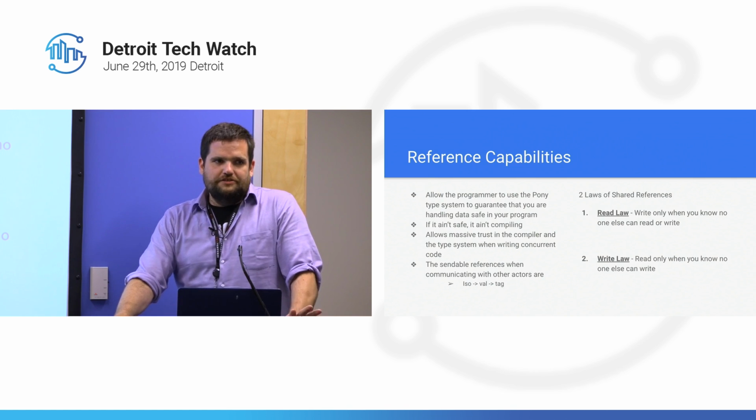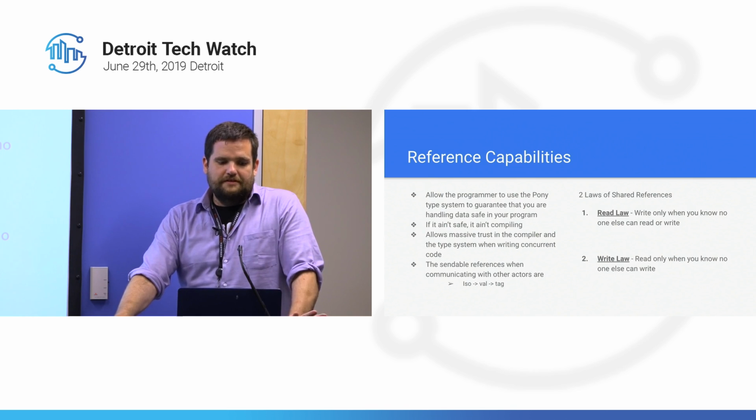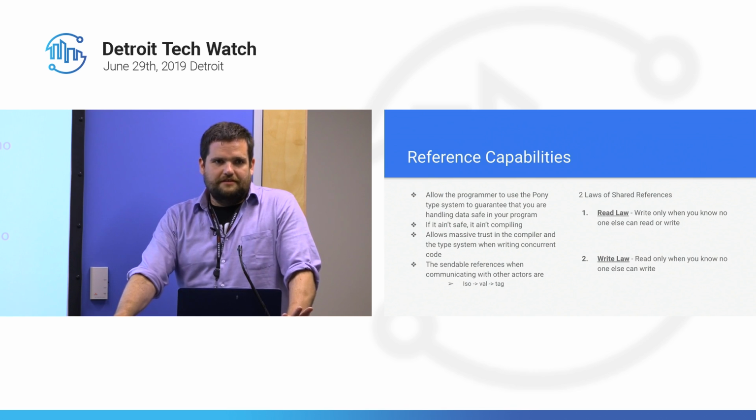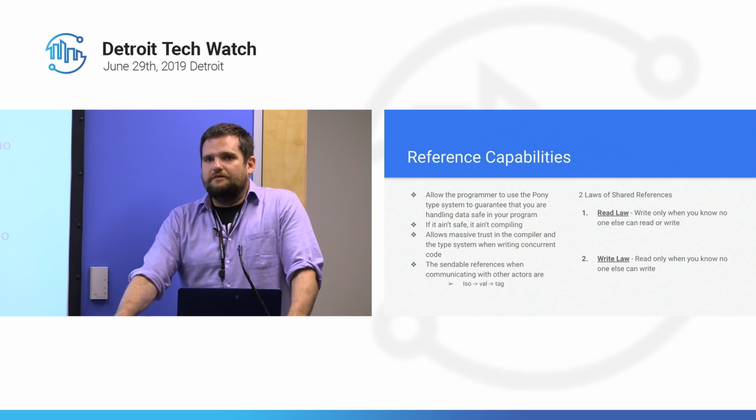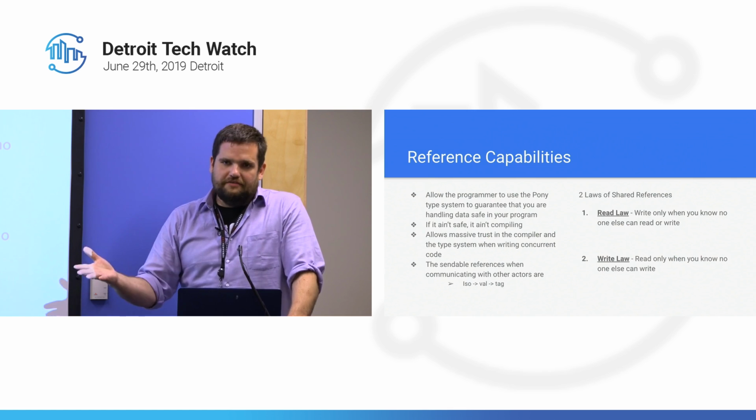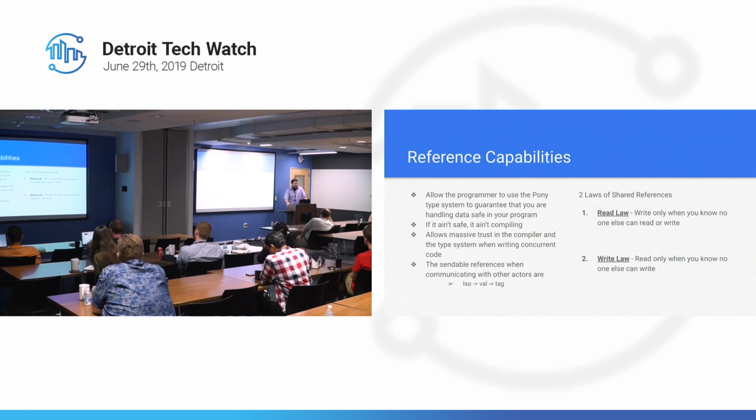So it allows you to use that Pony type system to guarantee that you're handling the data safely. So not only are you getting type guarantees when you are compiling your program, you also know that you're safely handling all the data. You don't have to worry about it. And I made this up, and it's pretty good, I think: if it ain't safe, it ain't compiling. I came up with that last night.